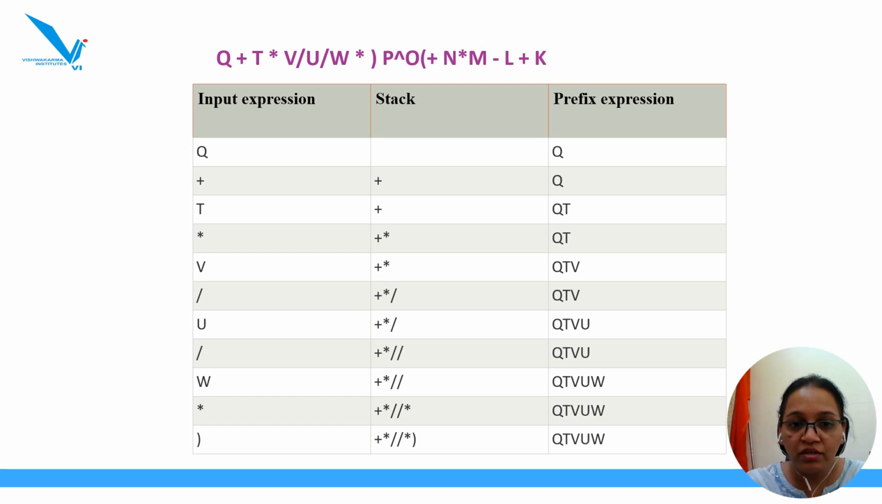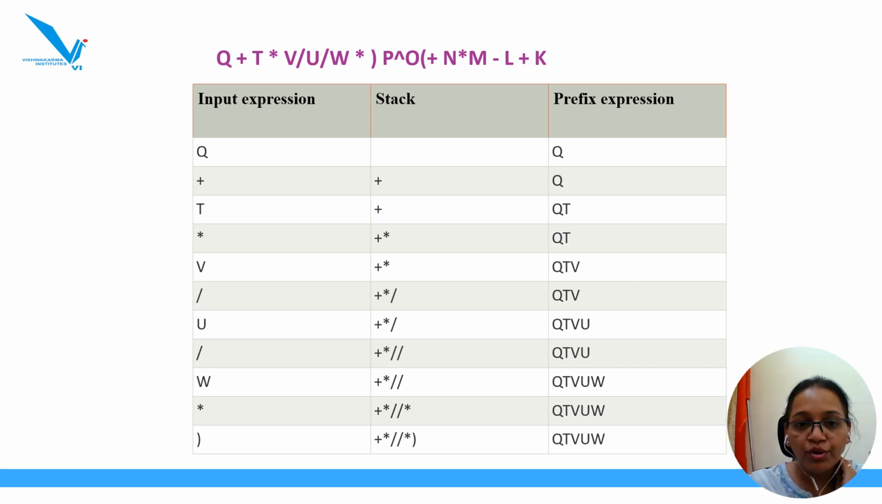Then comes division. Now there are already two operators, plus and star, on the stack, and the incoming one is division. Star is on the top. Star has the same precedence as the division, so you have to check the associativity. It is left, so you have to directly push it onto the stack.